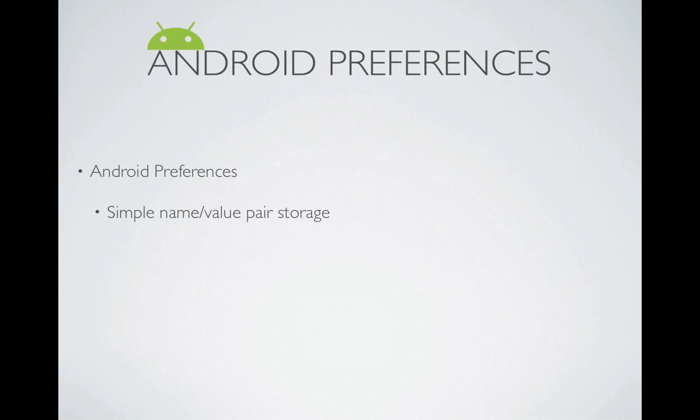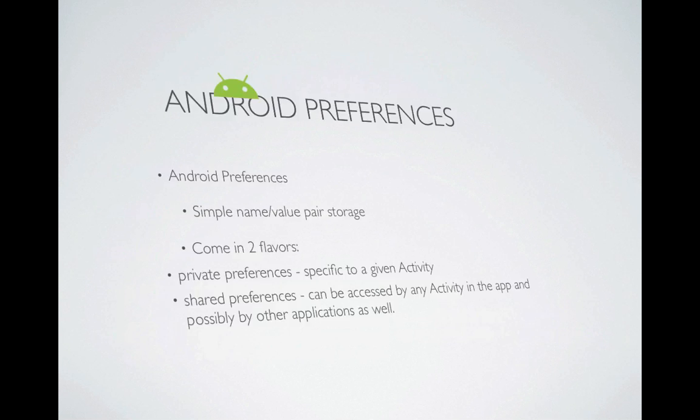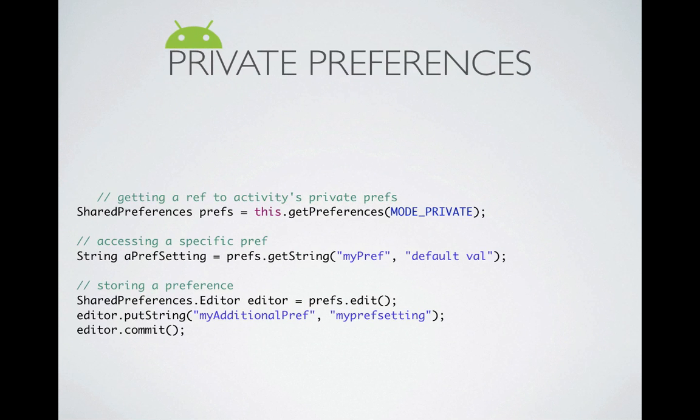On Android, preferences are simple name value pairs that we can store, and they come in two flavors. We can use what is called private preferences, which are specific to a given activity, or we can use shared preferences, which can be accessed by any activity in the app and possibly by other applications as well. So here's some simple code demonstrating private preferences.